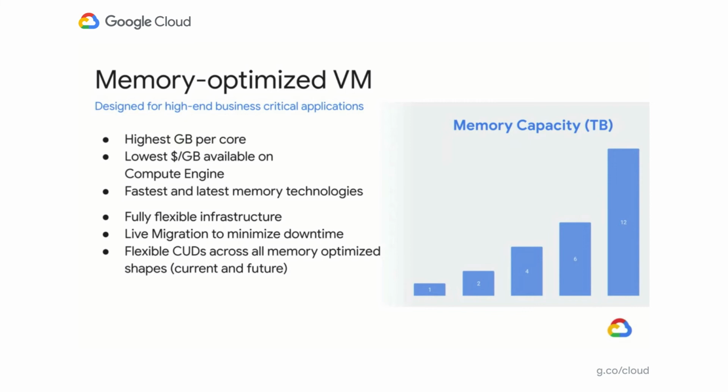They feature the latest and fastest memory technologies and come in different shapes that range from 1 terabyte of memory per node per VM up to 12 terabytes per node, which is really enough memory to run your most memory-intensive applications.